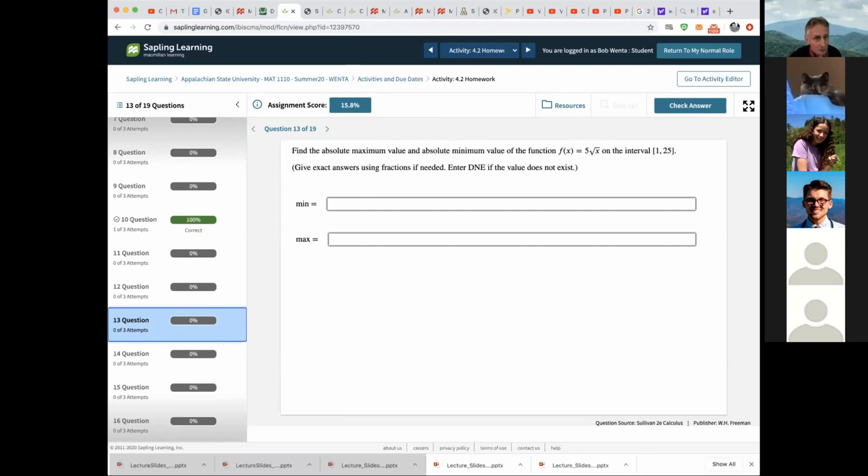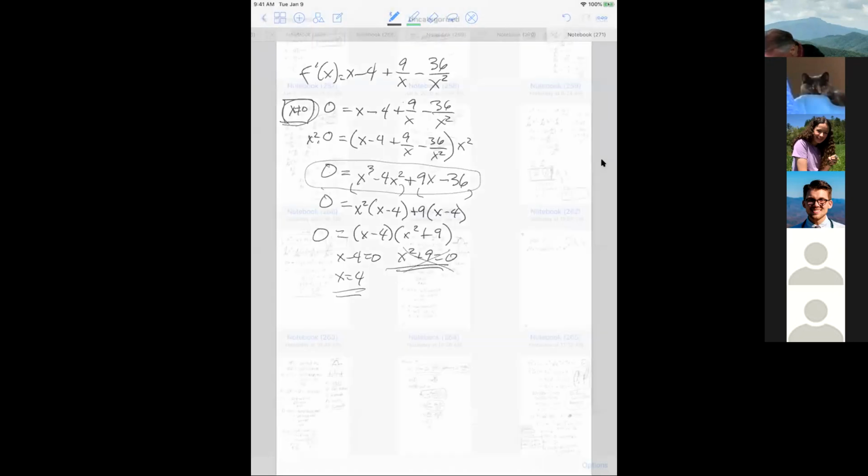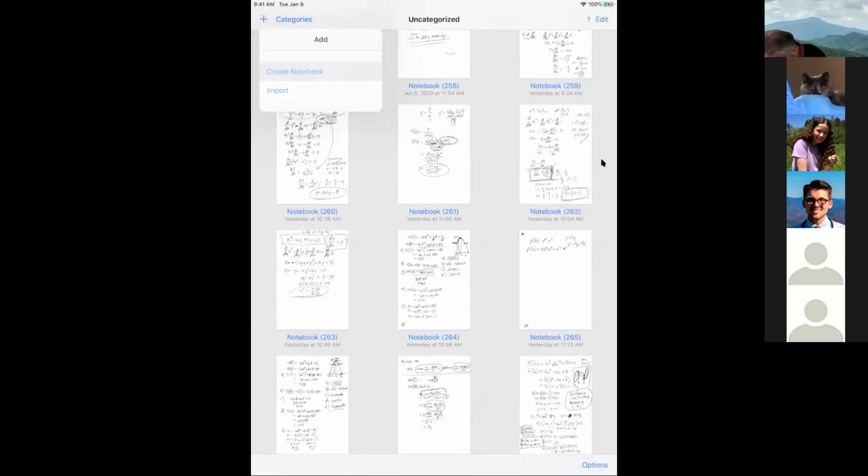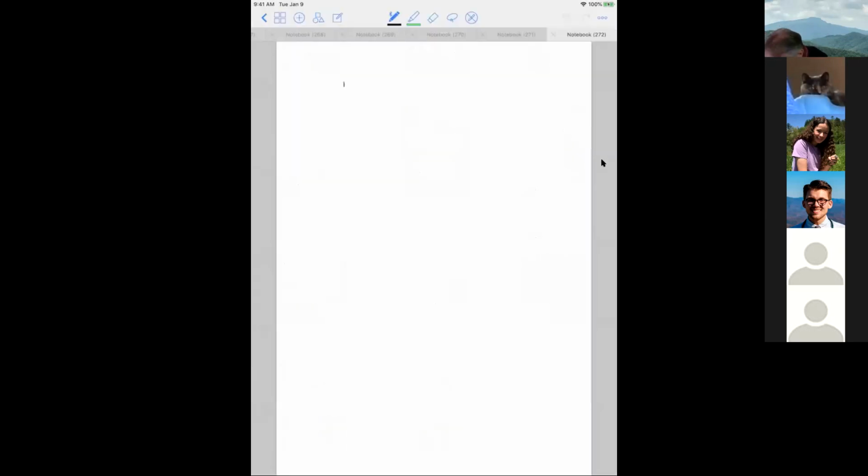It's 5 times the square root of x. Okay, so we've got f of x equals 5 times the square root of x. All right? So we're trying to find the absolute max and absolute min. So we've got to find the critical values. So we take the derivative, set it equal to 0.